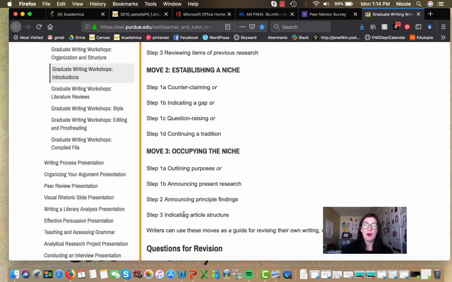You do, however, want to indicate the structure of this proposal. So much like we did with our mapping statement for our lit review, you want to talk about how you're going to present some literature, you're going to present methods that you'd like to investigate, and then you're going to be presenting implications for the field.